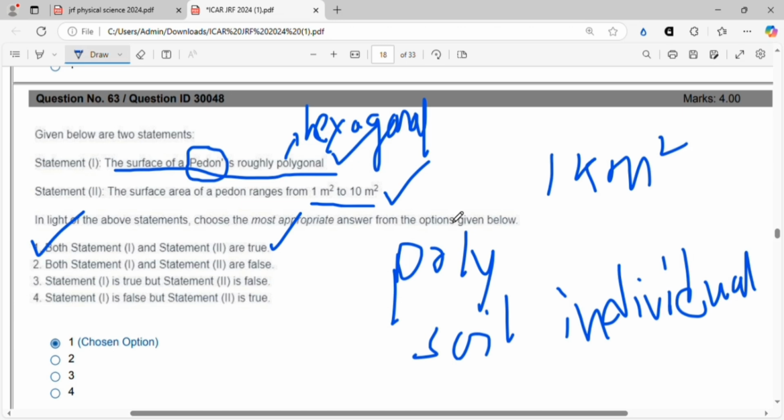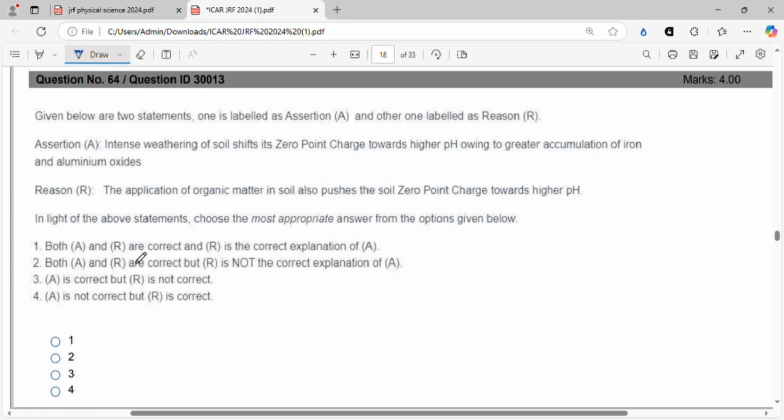All right. So moving on to the next question. Another assertion reasoning type of question. So you have to be very, very careful. This is a very good question. You see, intense weathering of soil shifts its ZPC towards higher pH owing to greater accumulation of iron and aluminium oxides. So we have to break up this statement. This statement is not that easy.